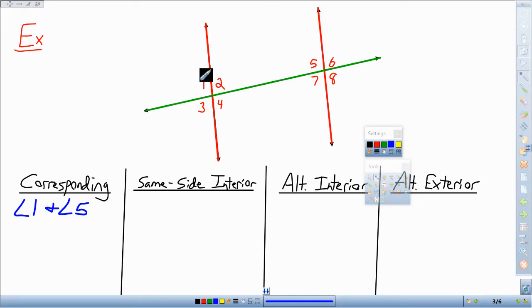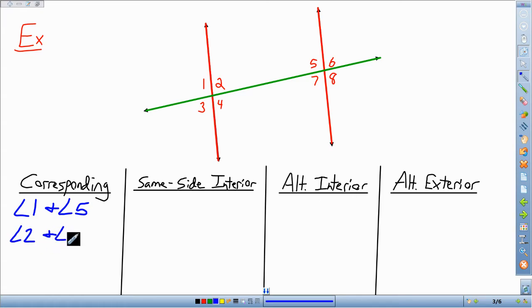Here's another pair of corresponding angles. 2 and 6. Both above the transversal, both to the right of the parallel lines. Okay, so angles 2 and 6. Here's another pair of corresponding angles. Angle 3 and angle 7, both below the transversal, both to the left of the parallel lines. Okay, so angles 3 and 7.